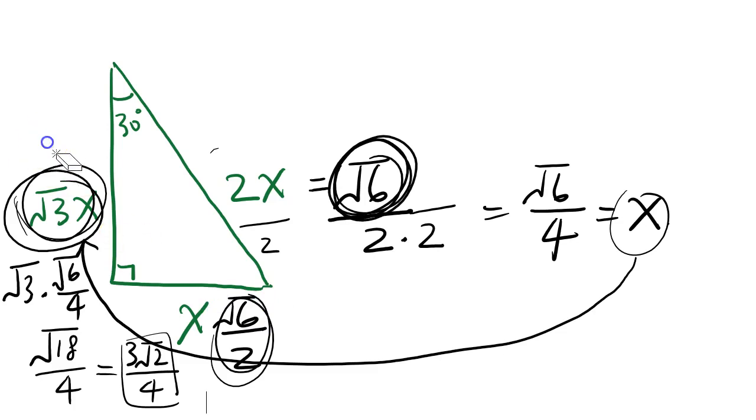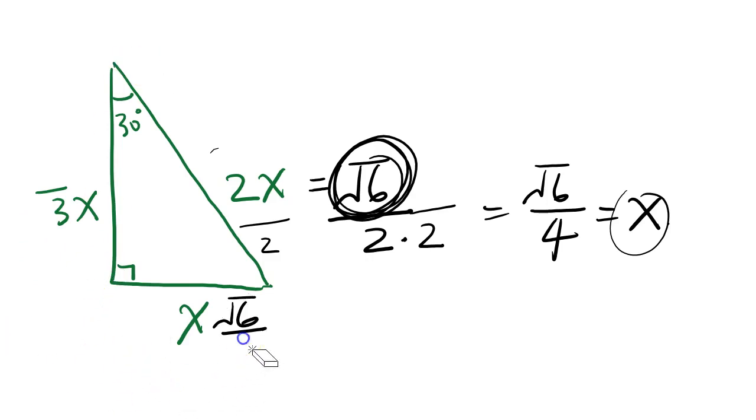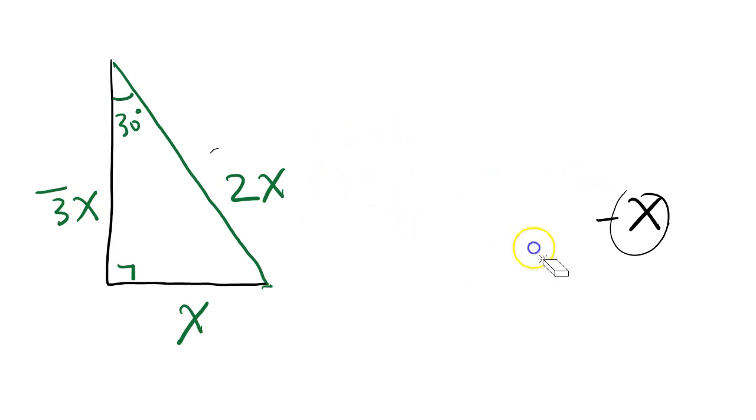So the trick is we will remember this configuration, and we need to know that the opposite side is exactly half of the hypotenuse. This is one of the most common properties of this type of triangle. So there you have it, a faster way to find the missing sides of special triangles.